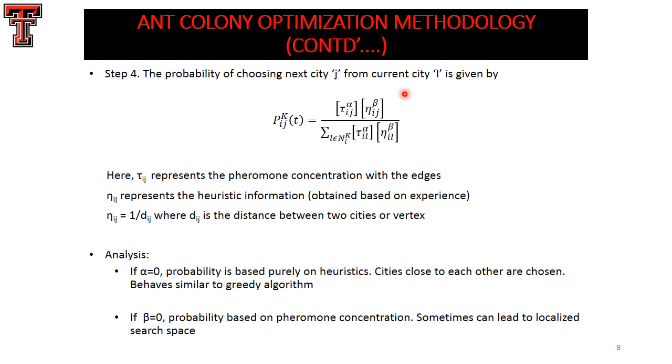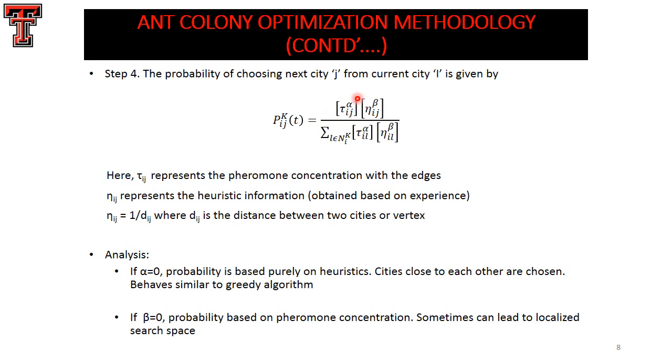The probability function for choosing city j from current city i is given by the following expression. Pij represents the probability of going from city i to city j by the ant k. Tau ij represents the pheromone concentration associated with the path connecting the cities i and j. Eta ij represents the heuristic information available about the path connecting the cities i and j. The heuristic information can be calculated using the following relation. Here dij represents the distance between the two cities i and j. If the distance between the two cities is very small, then the heuristic information for the corresponding path is much higher, and vice versa.